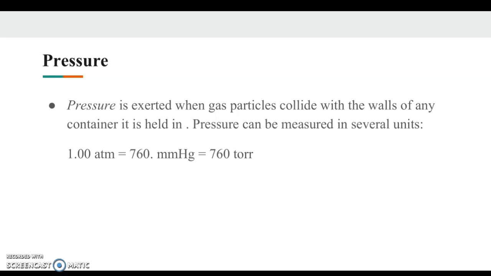Just a reminder that pressure is the force exerted when a gas particle collides with the wall of a container. So as gas particles collide with the walls of a container, we get pressure readings, which can be in several different units. Atmospheres, millimeters of mercury, and torr are the most common, and you're going to have to be able to convert between those three units. So please write these units and these conversion factors down if you don't know them already.